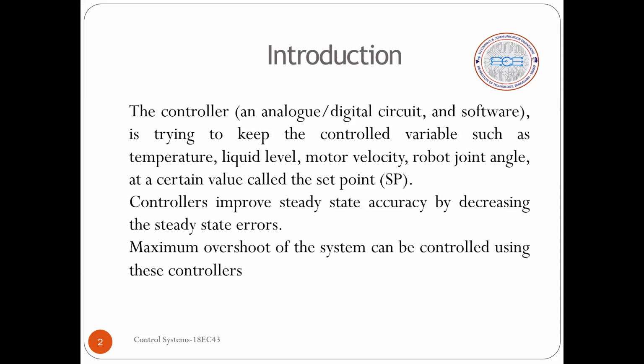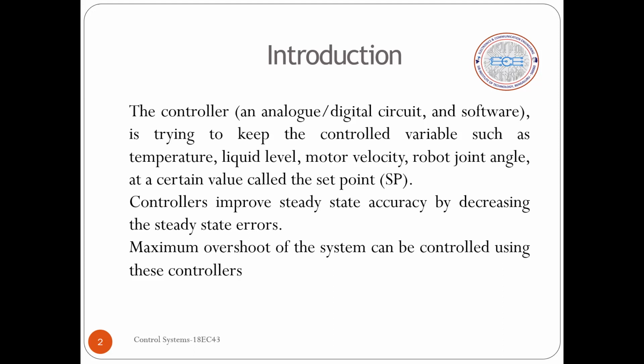So what is the advantage of having a controller? We keep the set point constant, and the controlled variable is maintained at the set point. It also improves the accuracy of the system. Steady state accuracy will be increased. What is accuracy? Accuracy is the closeness to the true value. Since we are maintaining the set point for the controlled variable, the accuracy will improve through reducing the steady state errors.